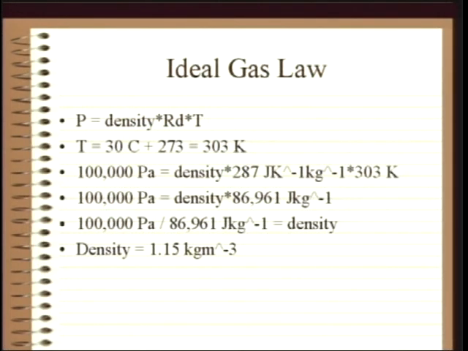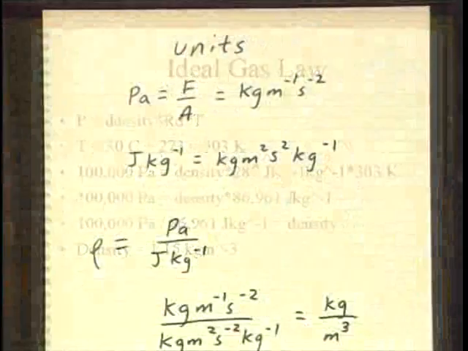86,961. And then next, we're going to divide both sides of the equation by 86,961 so that we have density just on one side of the equation. And once we do that, and divide those numbers out, the density is 1.15 kilograms per meter cubed. Next, we'll go to the overhead camera and look at how those units were derived.